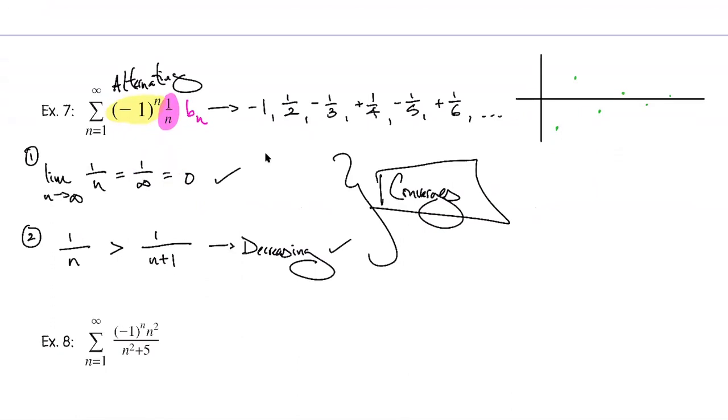Professor, why did you choose 1 over n plus 1? Because if it's a decreasing sequence, one term, the one that comes before, has to be greater than the one after it. Oh, okay. So like we say n is whatever term we're talking about. n plus 1 is the next term. And then if we plug in n minus 1, that's like the previous term.